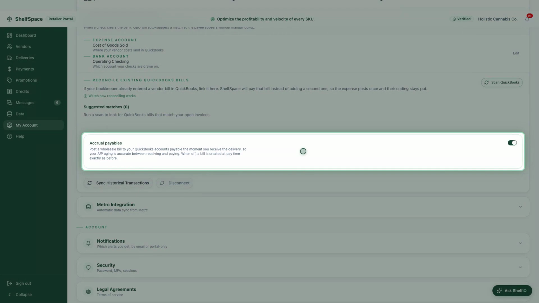Normally, a wholesale bill shows up in QuickBooks when you pay it. Turn this on, and it posts the moment you receive the delivery instead. So in the stretch between receiving the product and paying for it, your accounts payable reflects what you genuinely owe.